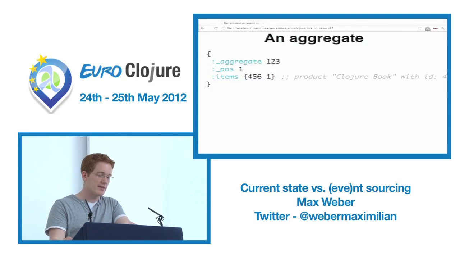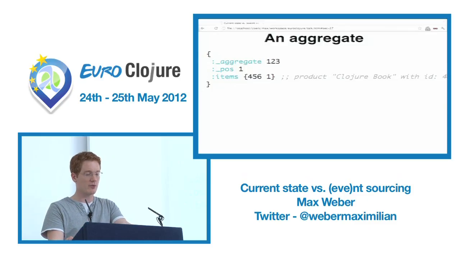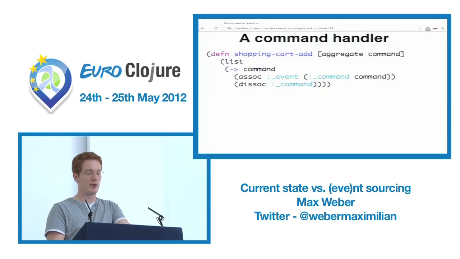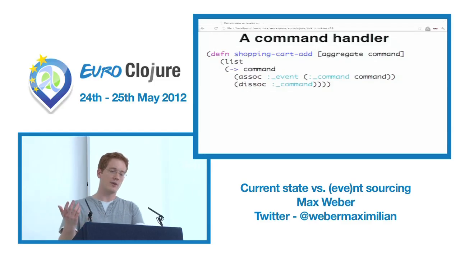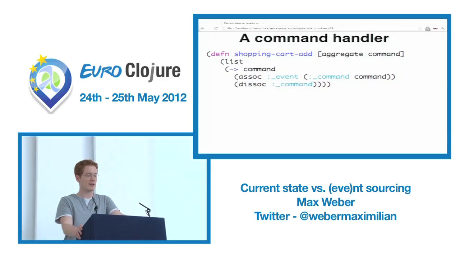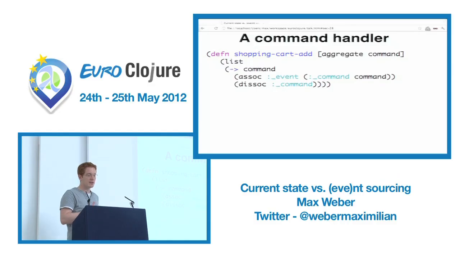All this kind of checking is done by the so-called command handlers. A command handler is a function which receives the aggregate value and the command map as parameters. The result of a command handler is a sequence of events. So here you see on this slide a command handler for the shopping cart add command. The command handler receives the aggregate value, or the current state of the aggregate, and the given command as parameters, as I said. And here the command handler merely converts the command map into an event map.